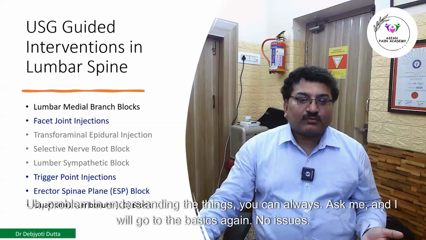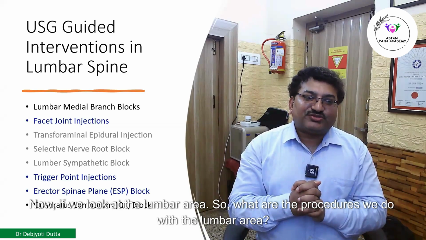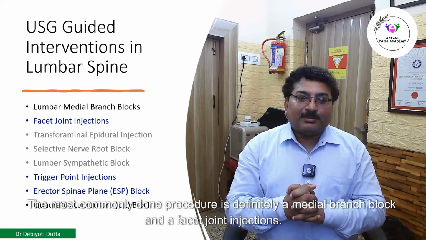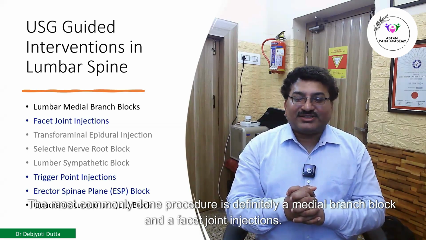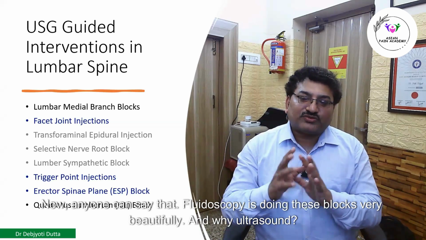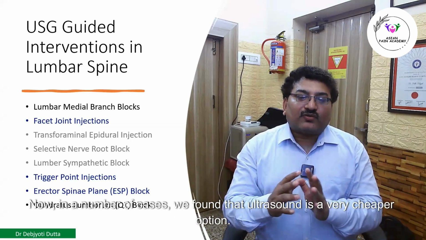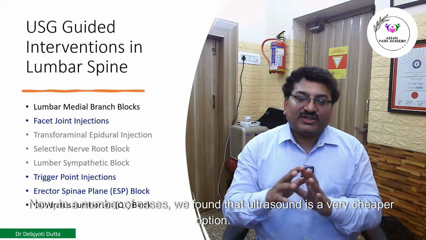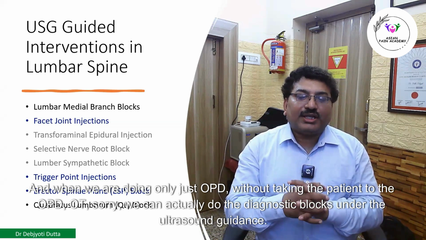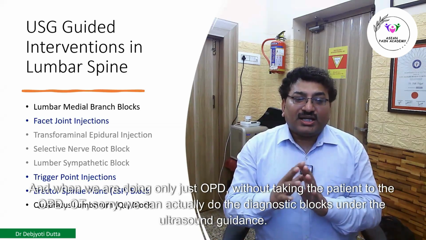No issues. Now, if we look at the lumbar area, what are the procedures we do? The most commonly done procedures are definitely the medial branch block and the facet joint injections. Now, anyone can say that fluoroscopy does these blocks very beautifully. Then why ultrasound? In a number of cases, we found that ultrasound is a much cheaper option. And when we are doing just OPD without taking the patient to the OT, we can do the diagnostic blocks under ultrasound guidance, and it has shown good results.